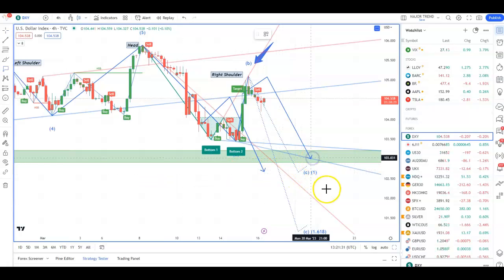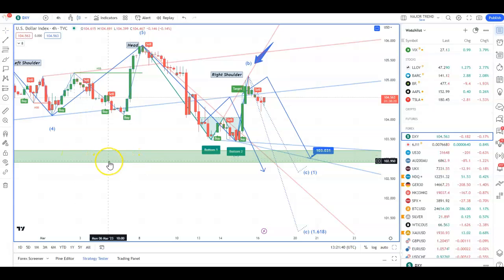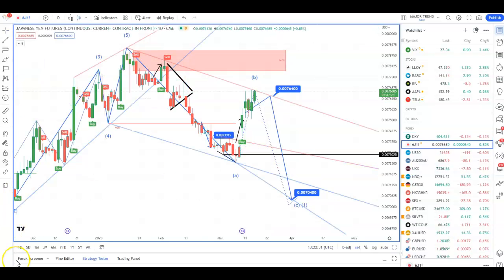This looks safe here, so that's a better target to aim for, this order block, which is major support, and it's green. So 103.03 is expected in the next few days. This is the yen futures.